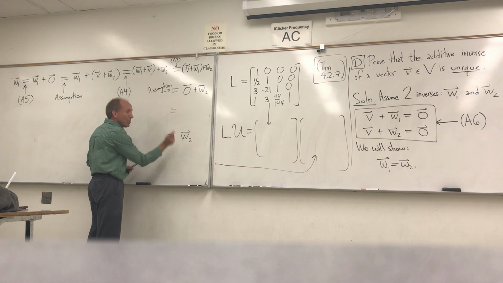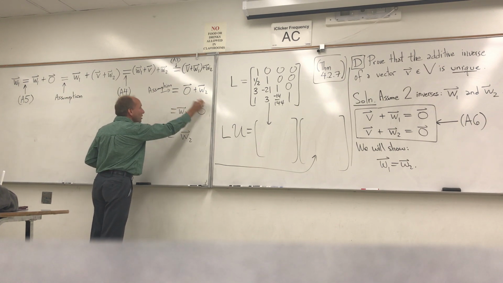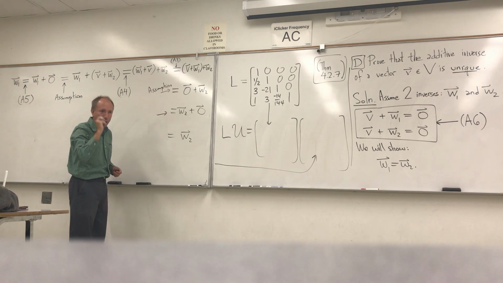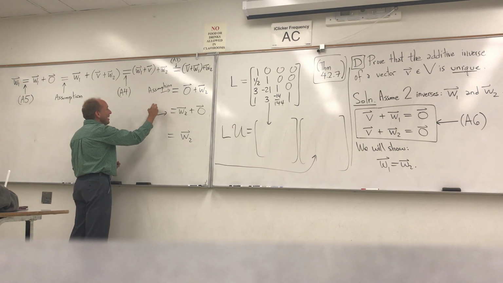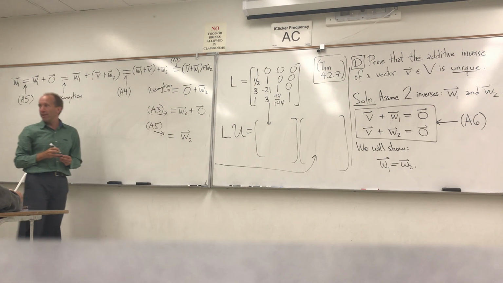I would accept if you went straight from here to here. If you really wanted to be so incredibly good, maybe I'd give you a little gold star. We're just switching that back around. This is axiom A3 again. And then this one is A5, the definition of the 0 vector.